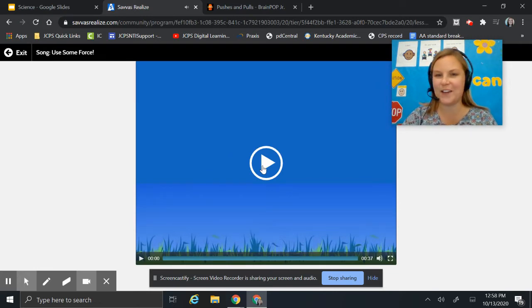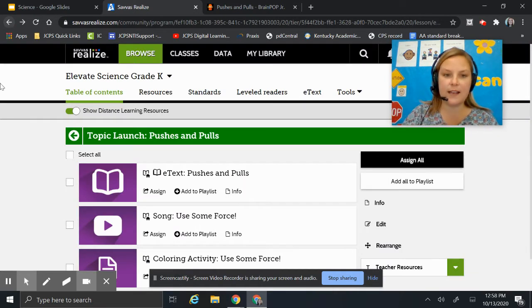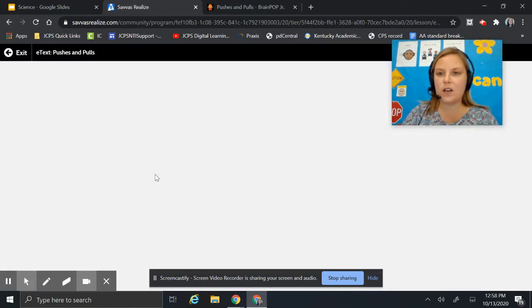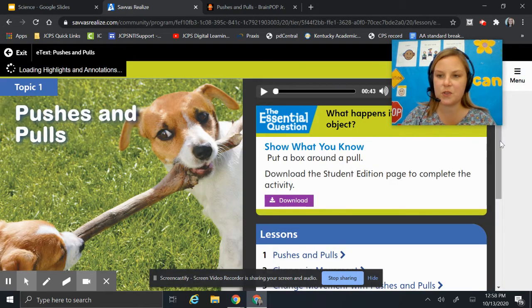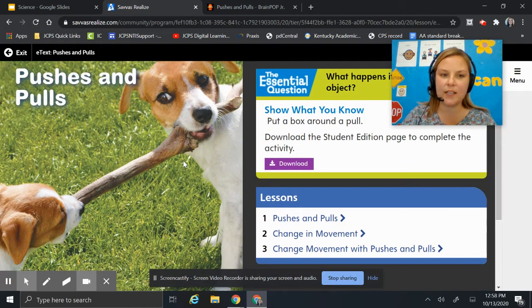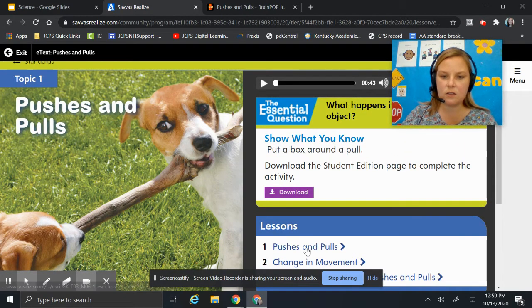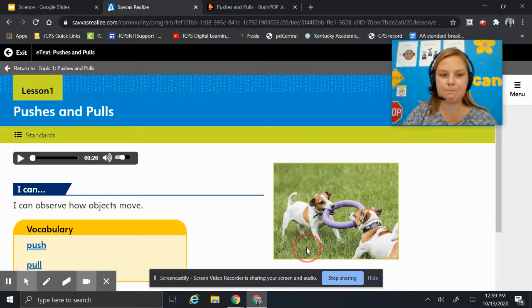All right, I thought that was very cute. So we started with our story, and then we're going to go into our lesson. They call it an e-text. It's just a book on the computer. So we're going to work through our pushing and pulling. I thought this was a really cute picture of two dogs. I know the kids will like it. They're both kind of pulling and pushing on the stick. All right, so we're going to go into our first lesson.